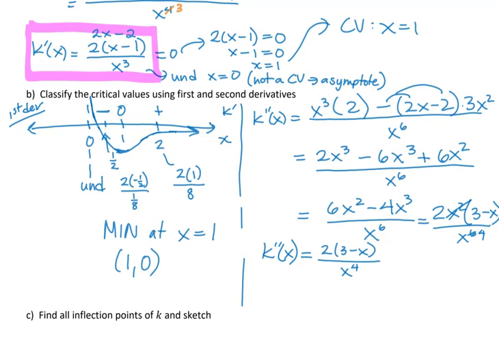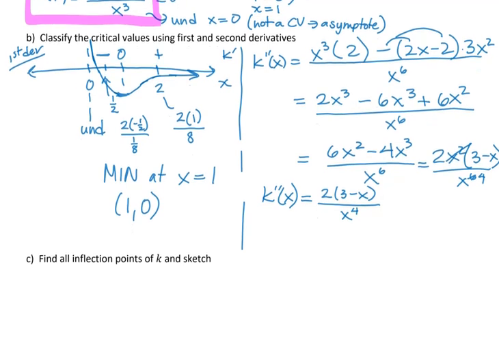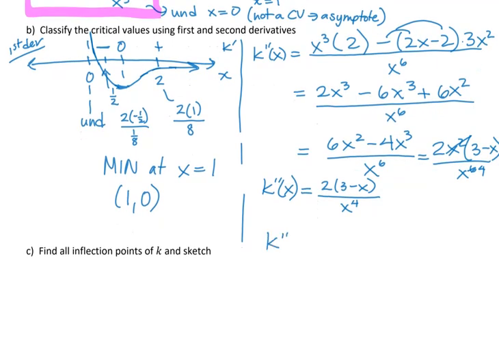From there, remember, you don't need a sign chart. All you need to do is plug in your critical values. So this time I only had one critical value. It is a flat spot. That's really important. If it's a corner, if it's an undefined, you can't use this. Okay, so we're going to get 2 times 3 minus 1, so 2 times 2, over 1 to the 4th, we're getting 4, which is greater than 0, which means at our flat spot, our horizontal tangent, the graph bends up, which means it has to be a minimum, which is, again, what we concluded up above. So we're just showing the 2 different ways to do it.